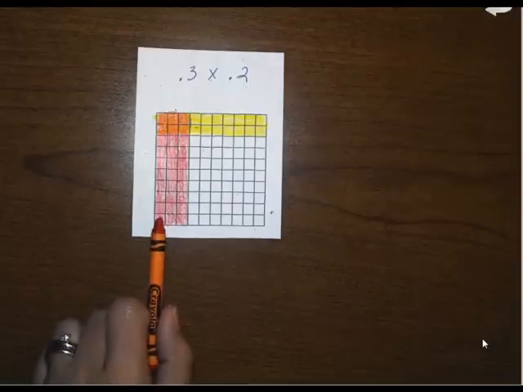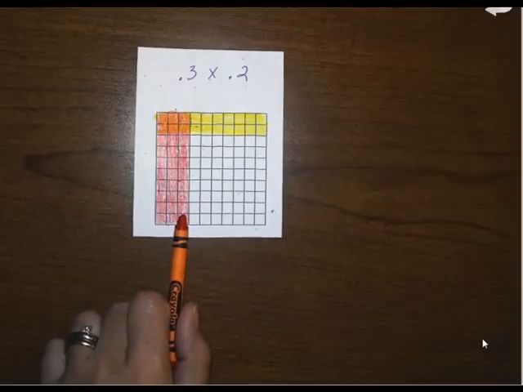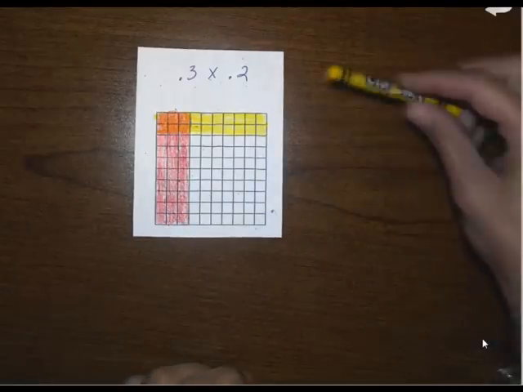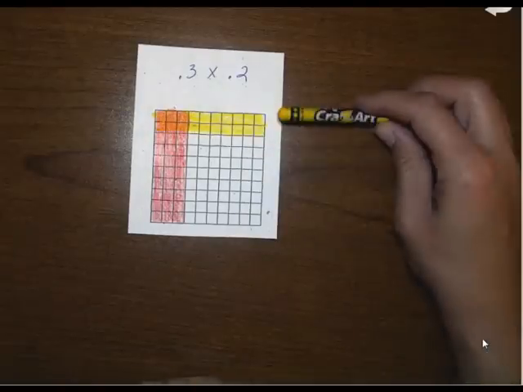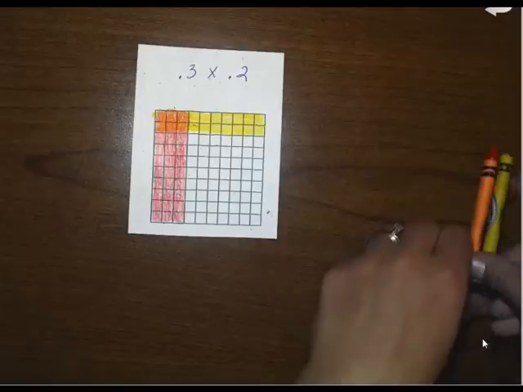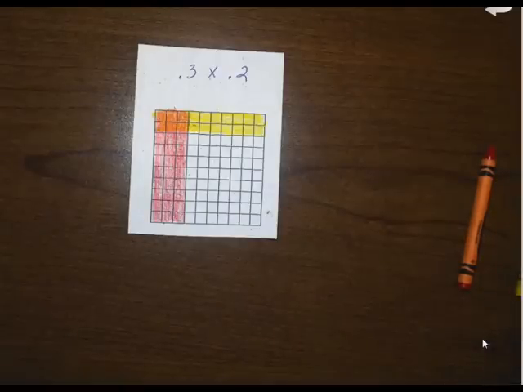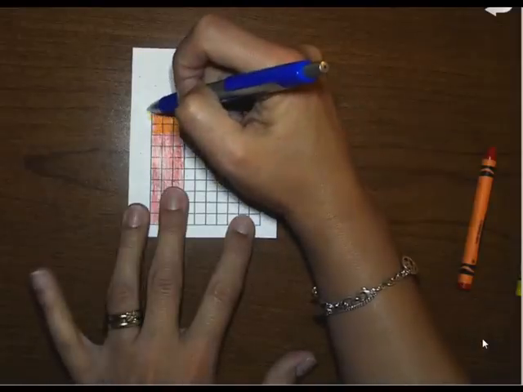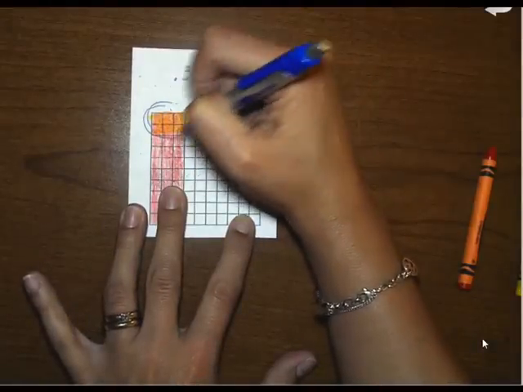So I colored in 1, 2, 3/10 going vertically, and I colored in 2/10, 1, 2, going horizontally. And my answer is staring right at me. My product is right where the two colors overlap. So in this area right here is my product.